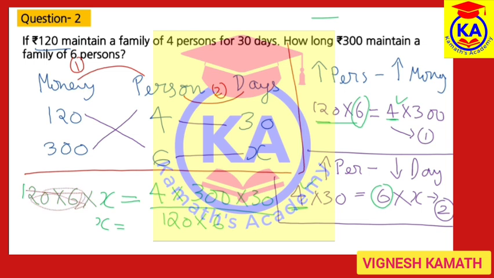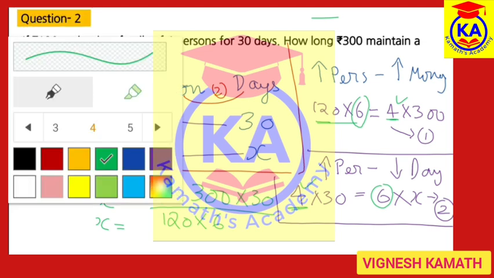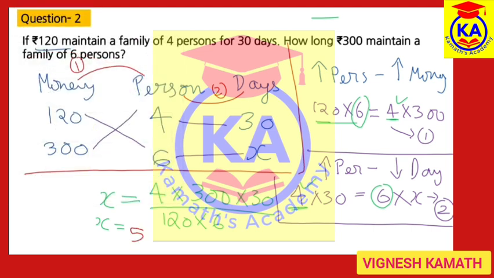Now what is the value of x? If you solve this, you get 500. Sorry, 50 days. My bad. x is equal to 50. So 300 rupees maintain a family of 6 persons for 50 days. I hope you're clear with this.